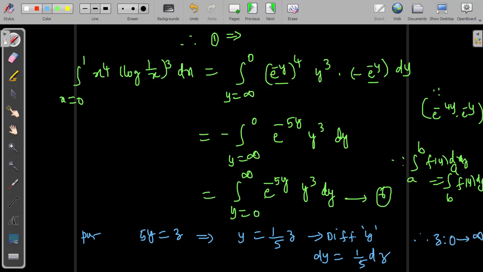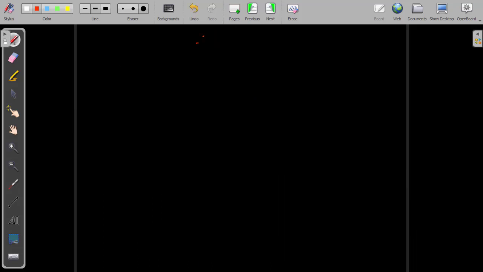So substitute all these things in equation number 6. This 5y means z. Again we have y here; y means 1 by 5 times z. And dy and z values are substituted in equation number 6. The next step, therefore, equation 6 implies, the LHS of equation 6 is the integral of y from 0 to infinity of e power minus 5 times y power 3 dy.